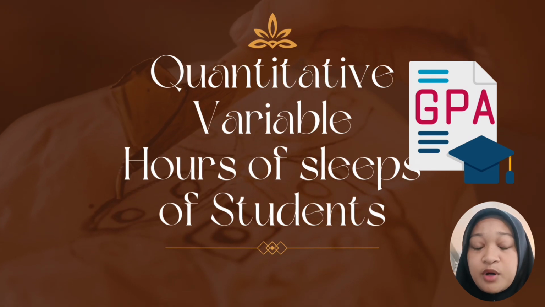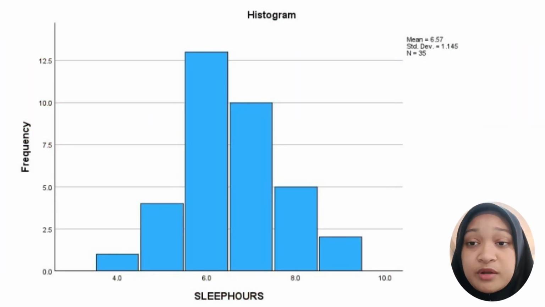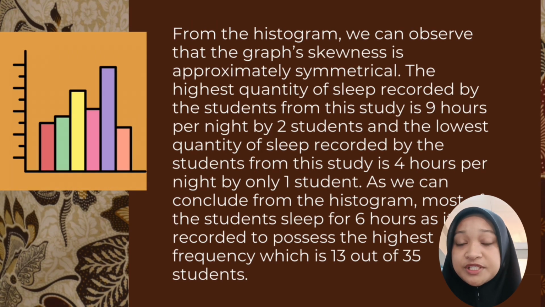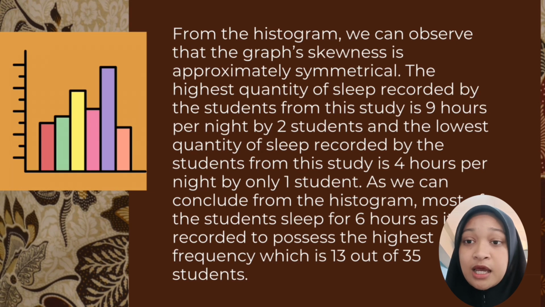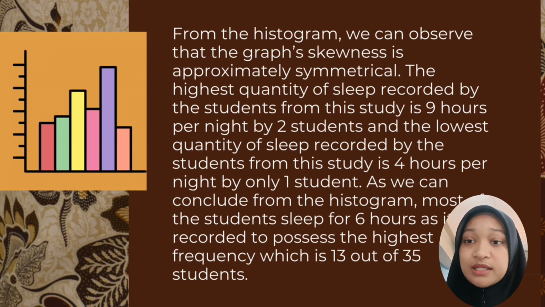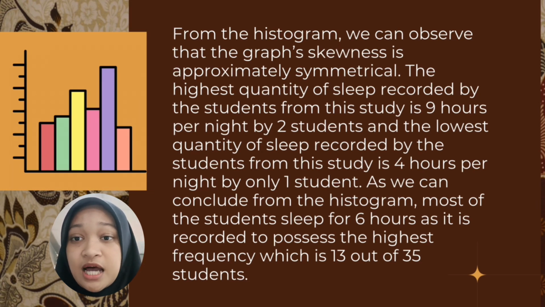Next is hours of sleep of the 35 students. Based on the data distribution, a histogram can be constructed. From the histogram, we can observe that the graph skewness is approximately symmetrical. The highest quantity of sleep recorded in the study is 9 hours per night by 2 students, and the lowest is 4 hours per night by only 1 student. As we can conclude from the histogram, most of the students sleep for 6 hours, as it has the highest frequency, which is 13 out of 35 students.